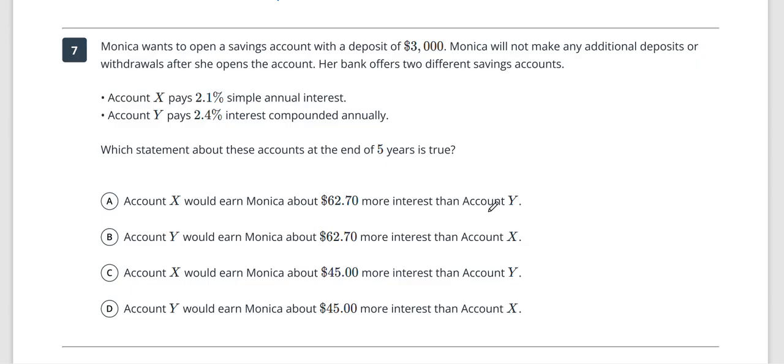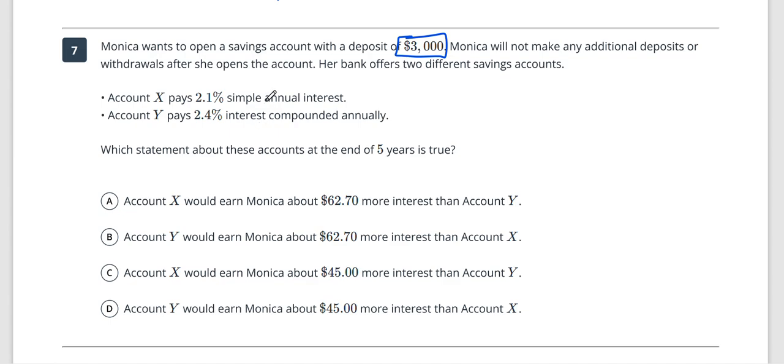Ooh, this is a different one now. Okay, let me see. Monica wants to open a savings account with a deposit of 3,000. Monica will not make any additional deposits or withdrawals after she opens the account. Her bank offers 2 different savings accounts. Okay, savings 1, savings 2.